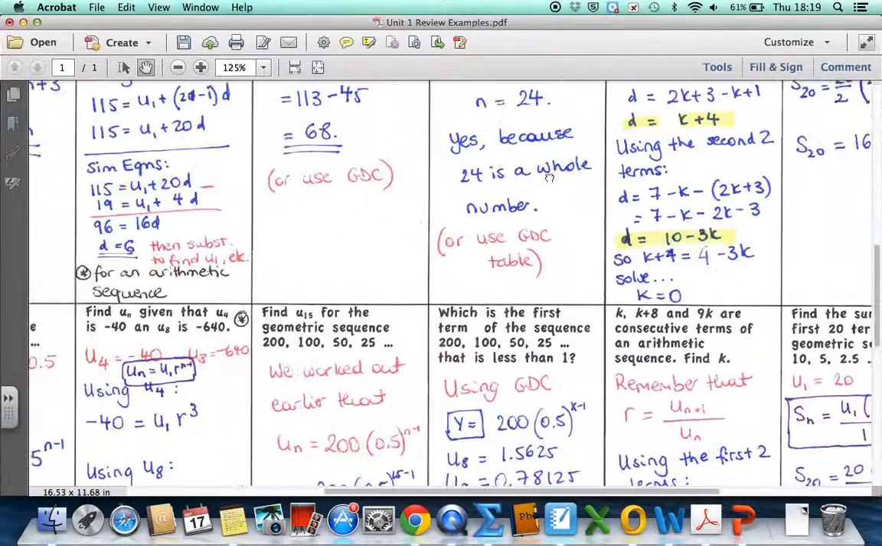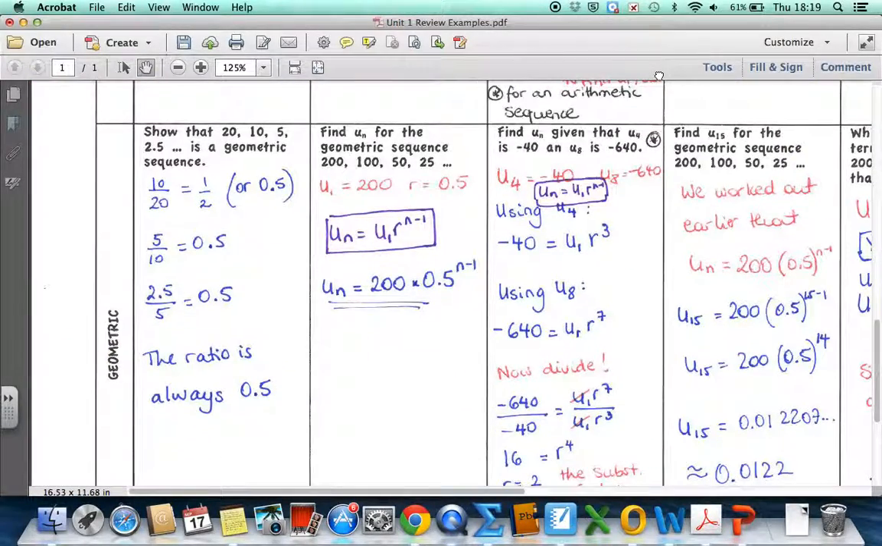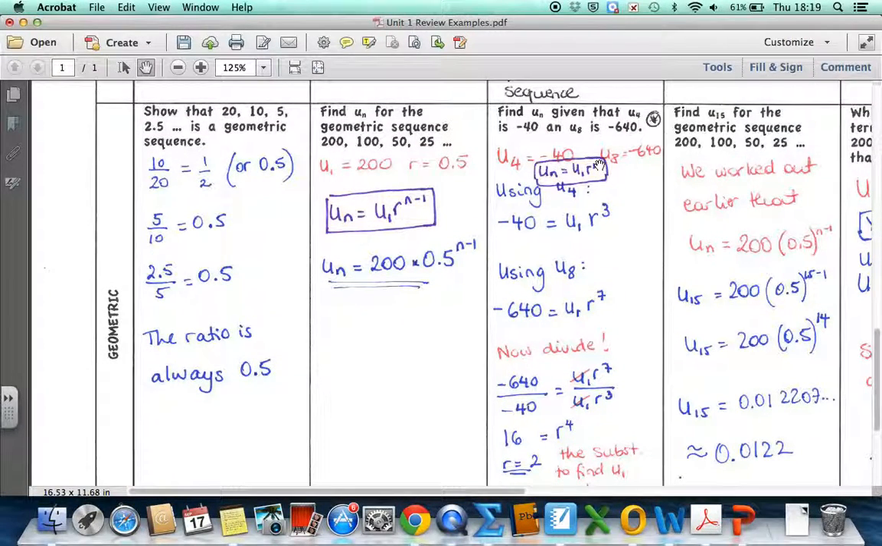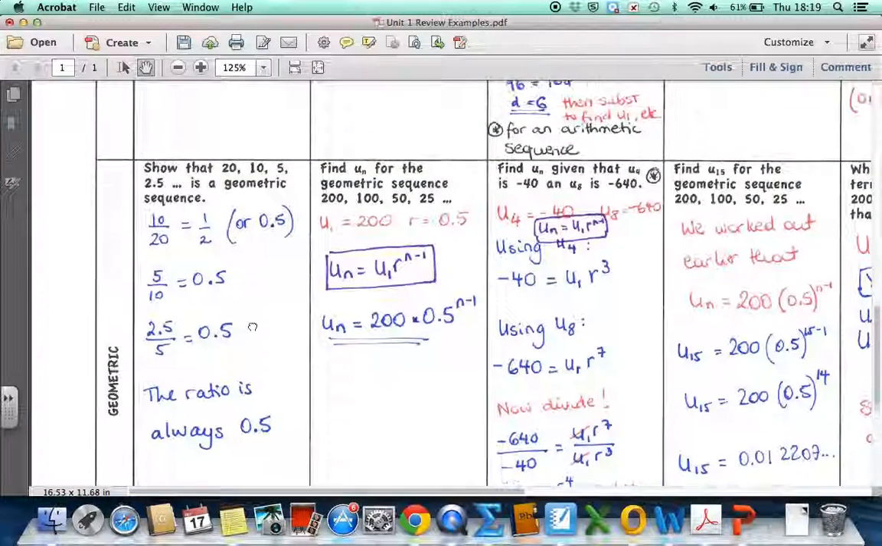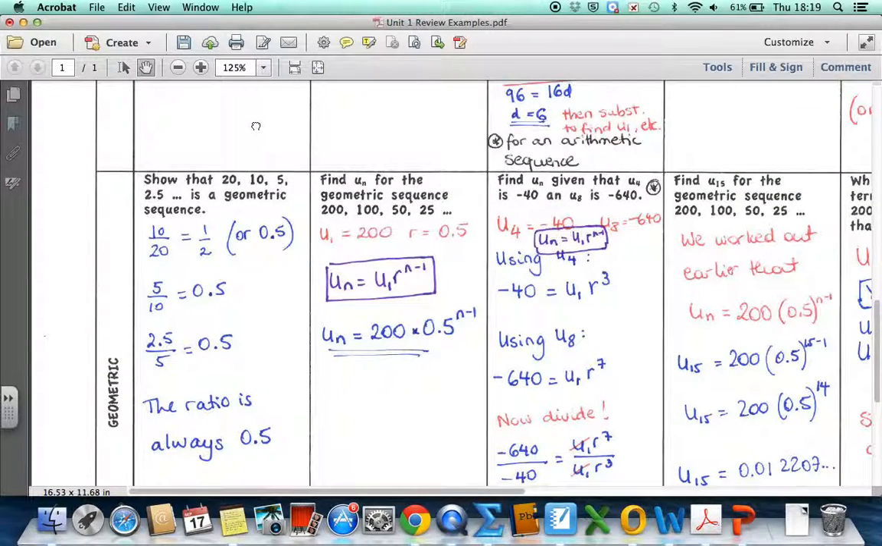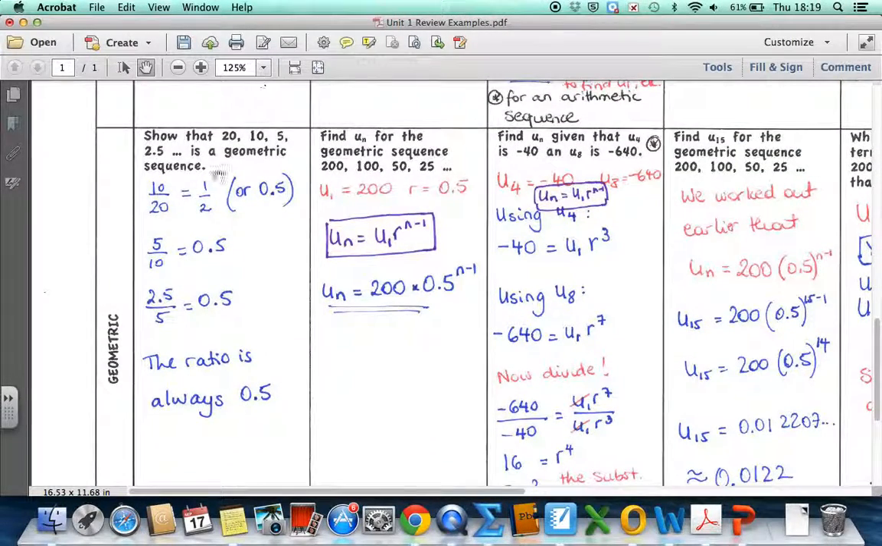Whew, right, that was arithmetic sequences. Let's now do geometric. All right, so again with show that, you need to make sure that you show or repeat the repeated steps. So in the previous example, we were looking for the differences. This time we're looking for the ratio. So it's that term divided by the previous term. In each case, we get a half. You can leave it as a half or a 0.5.